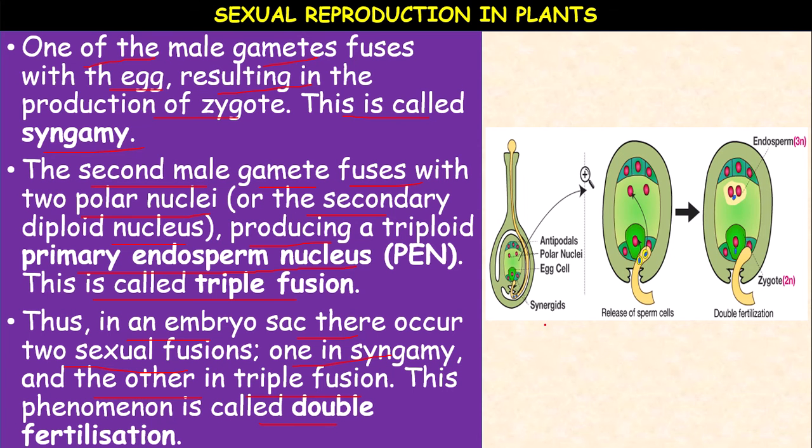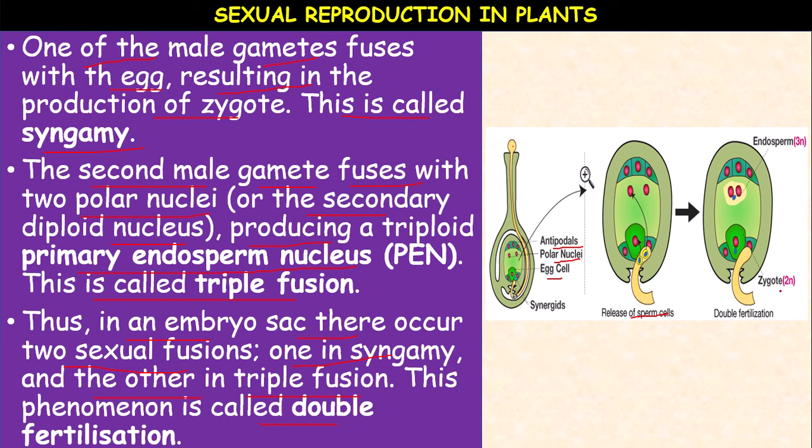First is fertilization, also called syngamy. Here are the antipodals, polar nuclei, egg cell, the embryo sac, and synergids. As soon as the pollen grain reaches the stigma of the flower, it germinates to produce a germ tube or pollen tube. This pollen tube enters through the micropylar region of the ovule or embryo sac and reaches the synergids.